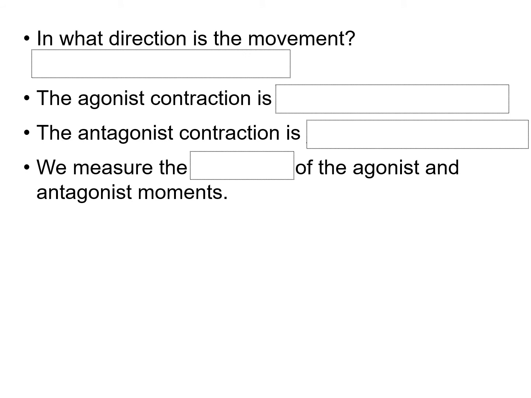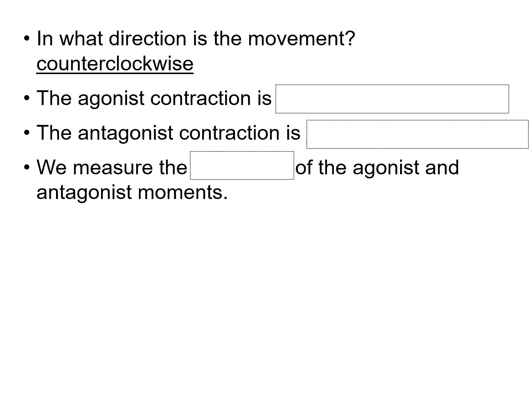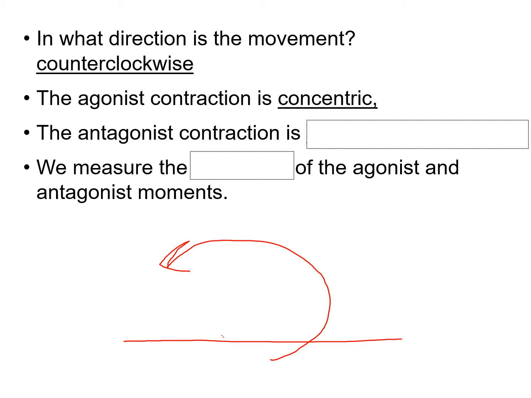So in what direction is the movement? It's counterclockwise. When we're looking at the sit-up, okay, the person is moving like this, okay? It's counterclockwise, it's positive motion. So during this counterclockwise motion, the agonists contract concentrically, the antagonists contract eccentrically.